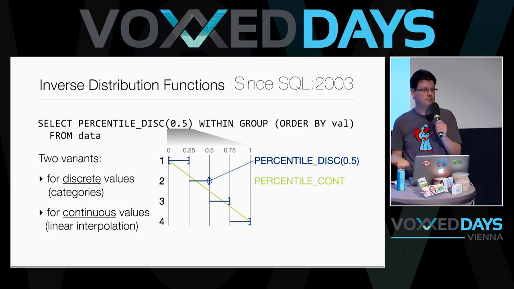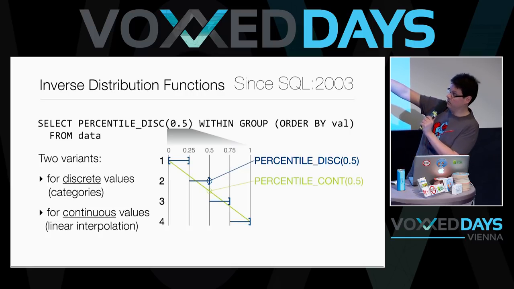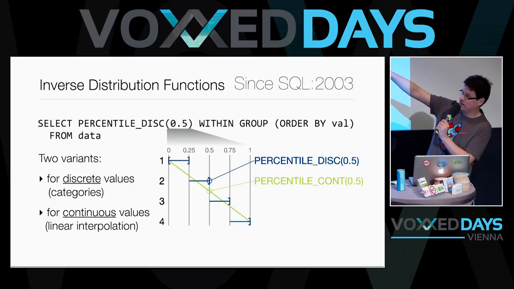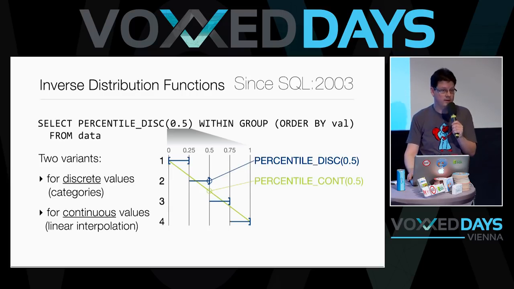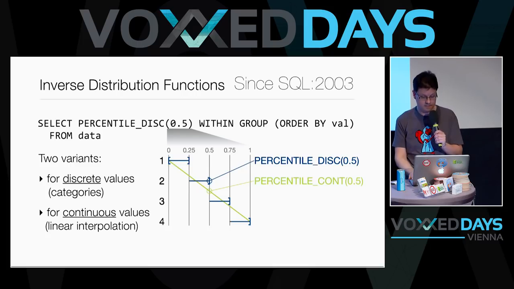It is a linear interpolation between the closest values you have. So if I take 0.5, I also hit it in between those two values, between the second and the third. And then it does a linear interpolation into those values, so something in the middle here.